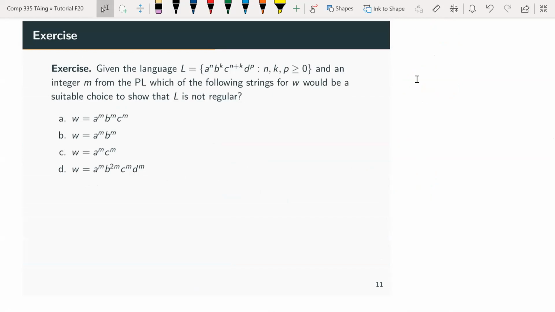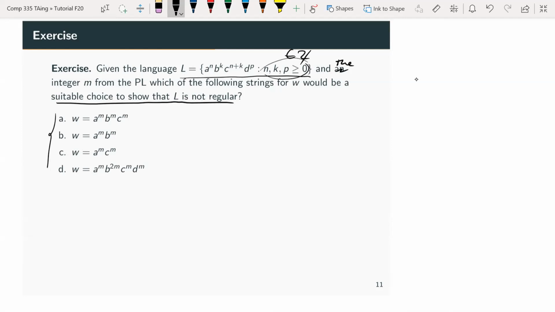Here we have another exercise where it's actually about knowing what correct W to pick. So let me read out the question. I have the following language, A to the N, B to the K, C to the N plus K, D to the P, for N, K, P greater or equal to 0. Of course, we're assuming these are integers. And I have M, this should be the integer M from the pumping lemma. And I want to know which of the following strings for W would be a suitable choice to show that L is not regular. So essentially, which W here can I pick that's going to work?